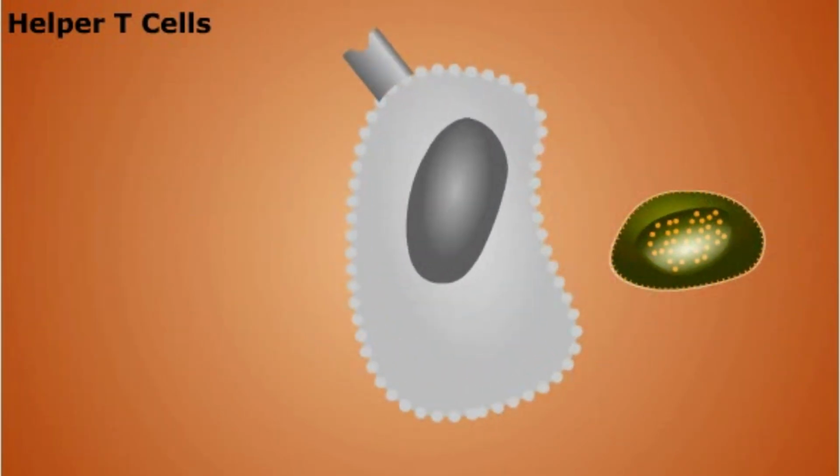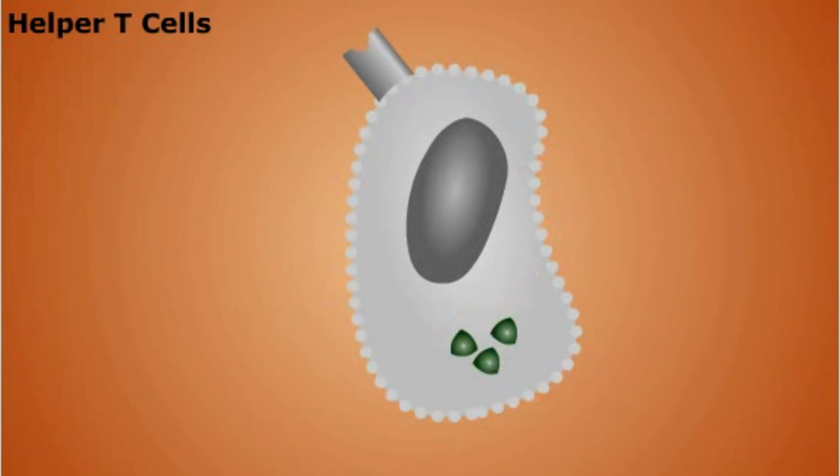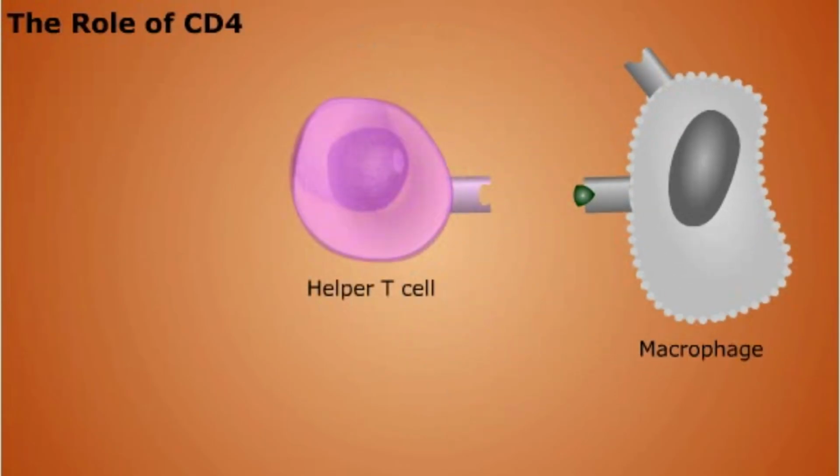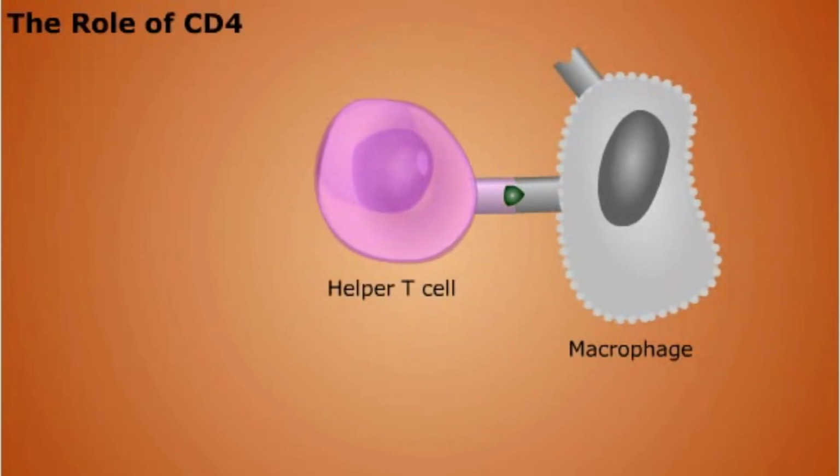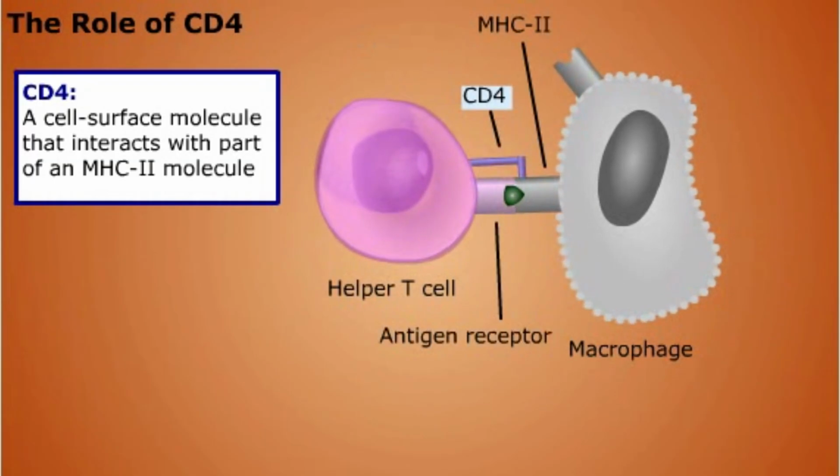As a newly synthesized MHC2 molecule moves to the cell's surface, it picks up a fragment of the digested bacterial proteins. The bacterial protein fragment is carried to the surface, where it's presented to the cells of the immune system. The interaction between a helper T cell and an antigen-presenting cell is enhanced by CD4 molecules, which help keep the two cells together while activation takes place.